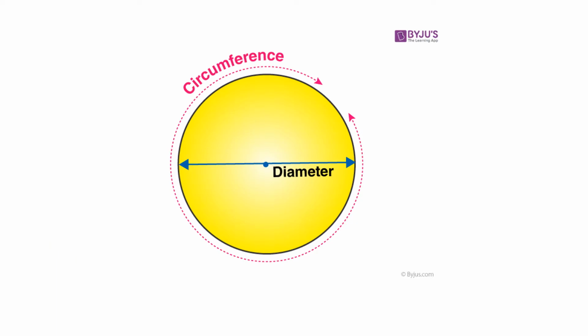The other we're going to learn today is circumference. So the circumference is the length round the outside of a circle. It's sort of like a perimeter of a different type of shape.